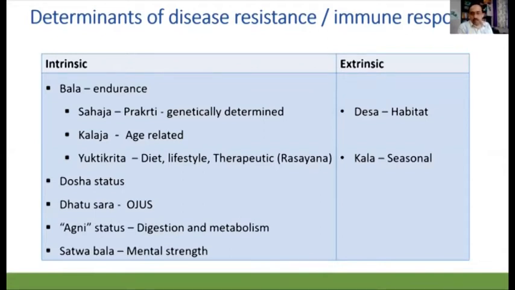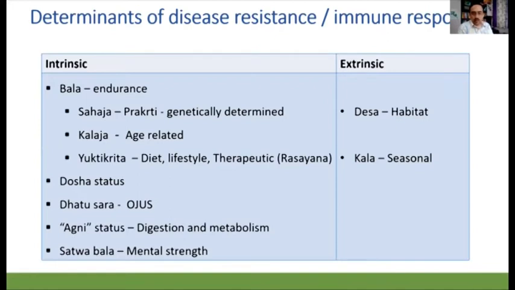Next is the age-related factor. If you go through modern studies as well, a lot of findings are coming out regarding the relation between age and immune responses, because we can see that almost all autoimmune disorders are highly prevalent in the aged, in the advanced age group. So age is also a determinant.